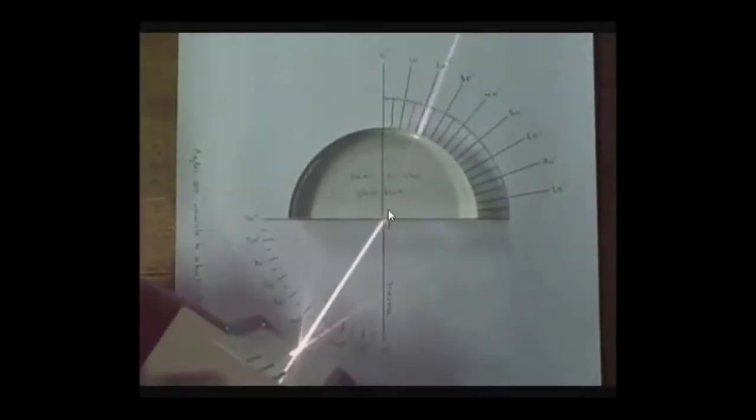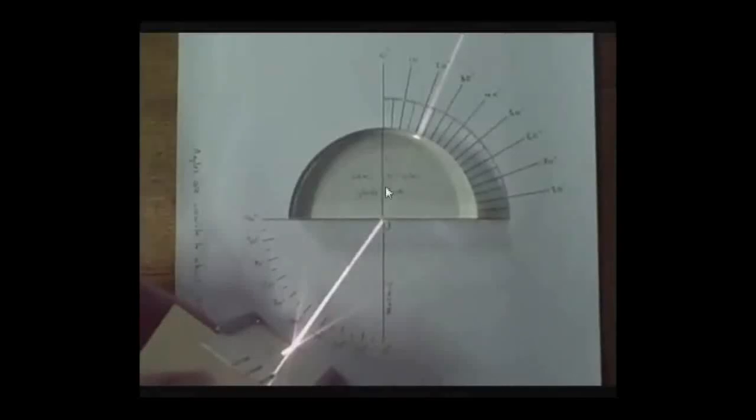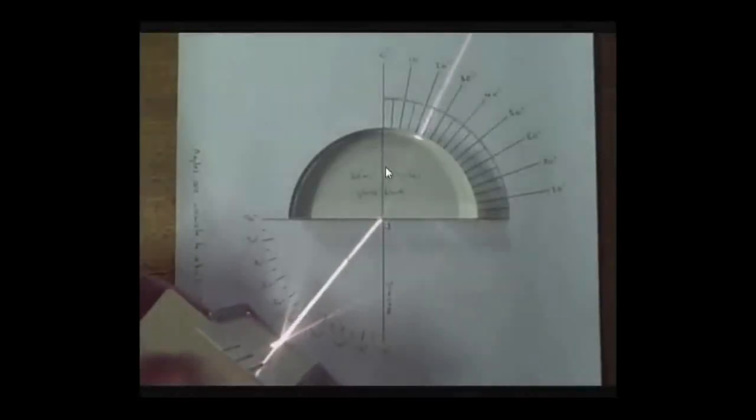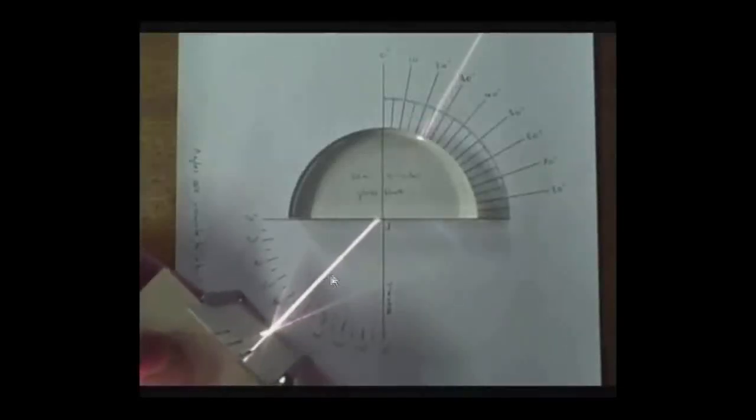Now, here you see this is the refracted ray. Can you observe through the glass slab? This is the refracted ray. The angle between the normal and the refracted ray is called angle of refraction. This angle measured is called angle of refraction. Now, see, when the angle of incidence is 45 degrees, the angle of refraction is 29 degrees.